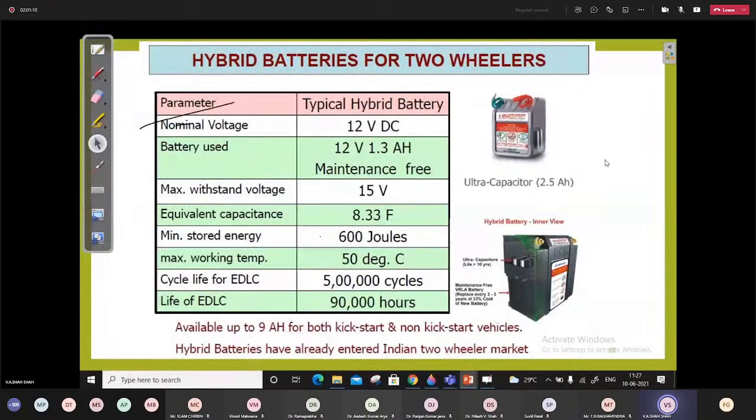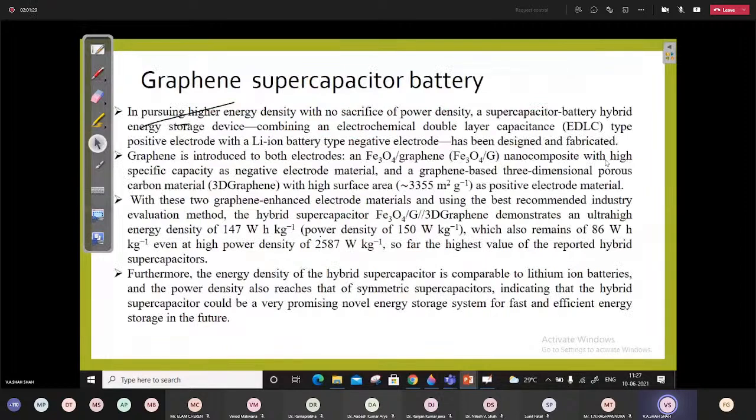Now this is a new graphene supercapacitor battery, in which, as I have told you, in pursuing higher energy density with no scarcity of power density, that means we want both power density and energy density to be very high. A supercapacitor battery hybrid energy storage device combining an electrochemical double layer capacitance type positive electrode and a lithium ion battery type negative electrode. That means two separate electrodes are used. One corresponds to the lithium ion battery, one corresponds to the electrochemical double layer capacitance, and then graphene is introduced to both the electrodes.